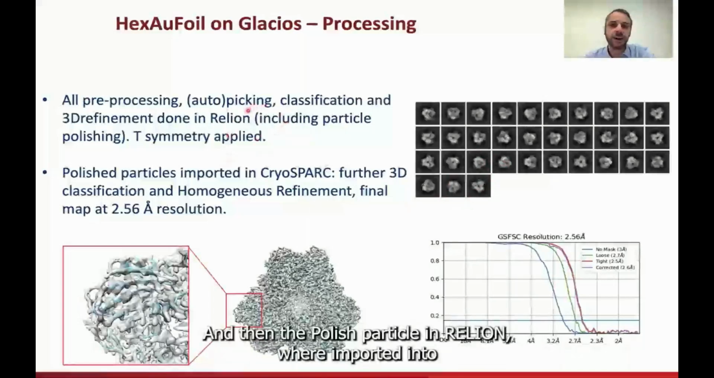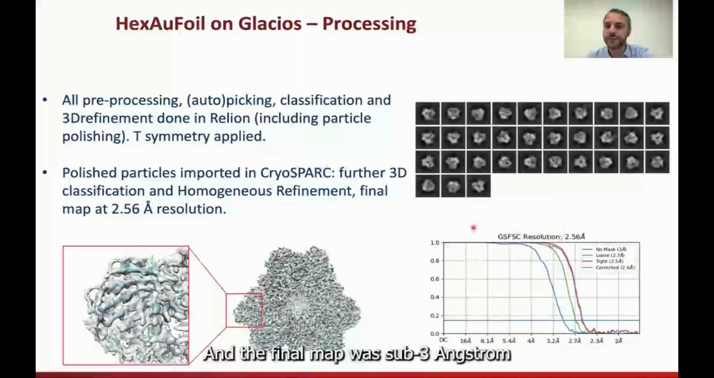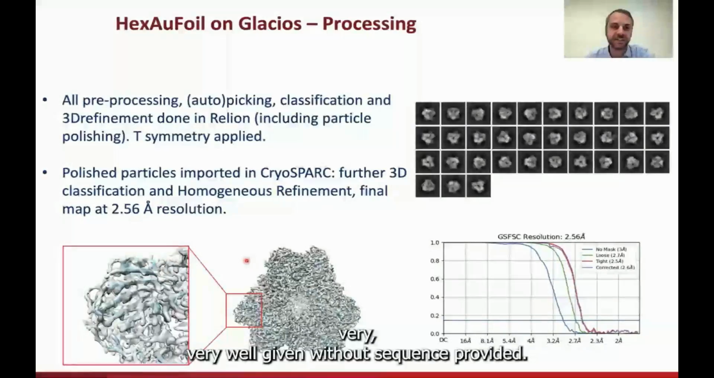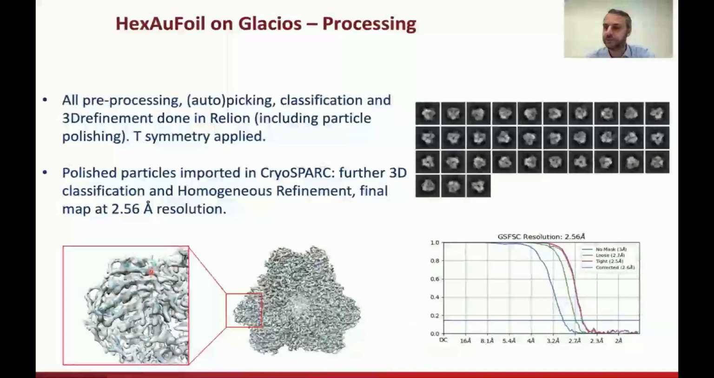Then the polished particles in Relion were imported in CryoSPARC for a final run of homogeneous refinement. The final map was sub 3 angstrom, actually 2.6 angstrom resolution, and a quick de novo model building with ModelAngelo worked very, very well, even without sequence provided. You can see a very nice resolution. You can clearly see the beta strands nicely separated in that case.